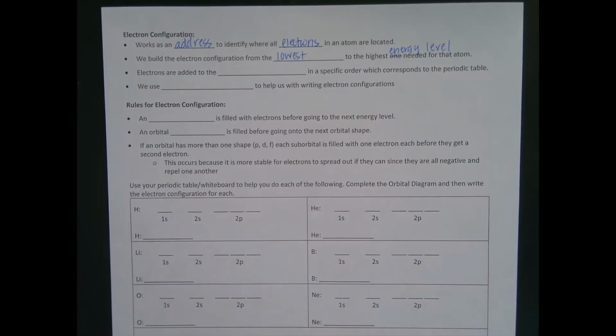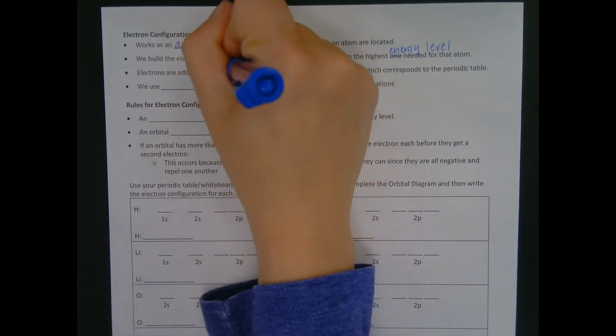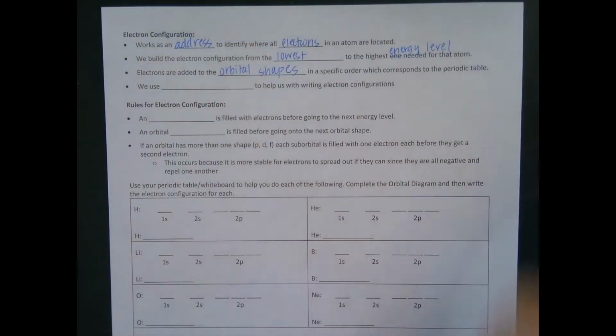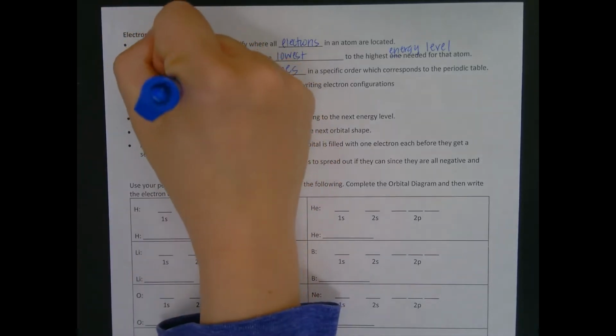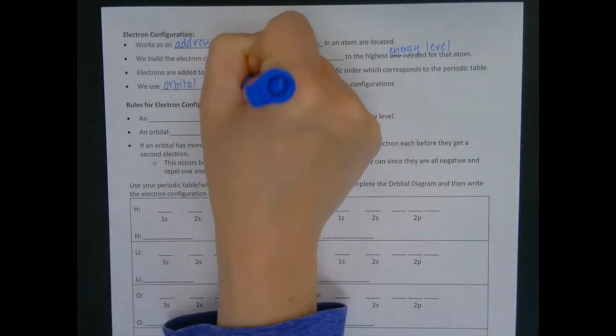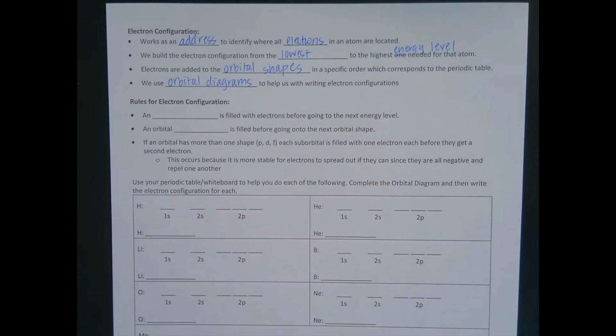And you'll see when we're looking at a periodic table, it's almost like reading a book when we're starting to fill in electron configuration. Electrons are added to the orbital shapes in a specific order, which corresponds to the periodic table. And then we use orbital diagrams to help us with writing electron configurations.